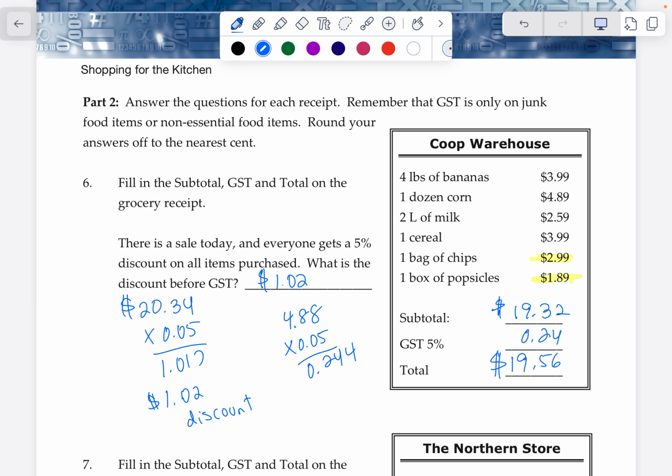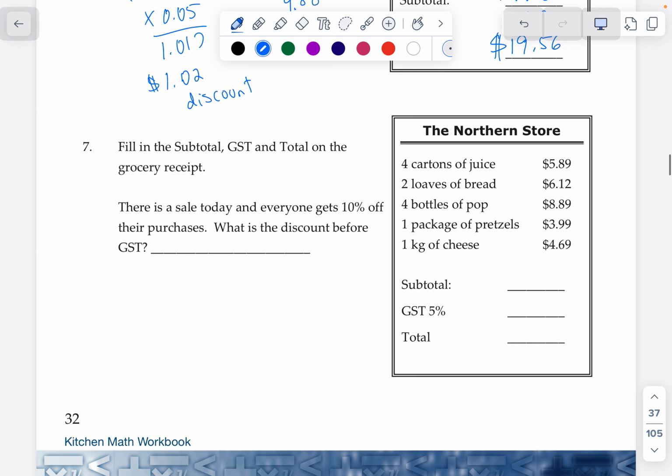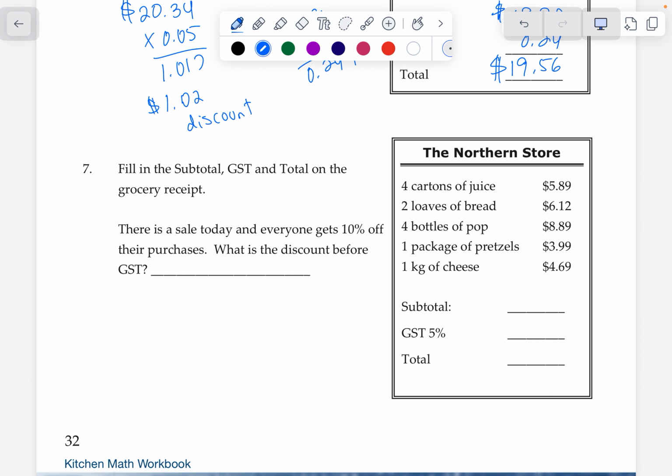And then this last one here, let's just look. This time they said they're going to take 10% off. We're still going to use the 5% on the non-essential items. So let's go down the list and see what's non-essential. Non-essential would be the pop and the pretzels. The other things would be things that are meal things and things that are better for you. So the juice, bread, and cheese, those wouldn't be taxed. Okay? So you use 10% off of everything. You use 5% for your sales tax. Still use 5% for the sales tax, but you get 10% off. That's your discount. Okay?